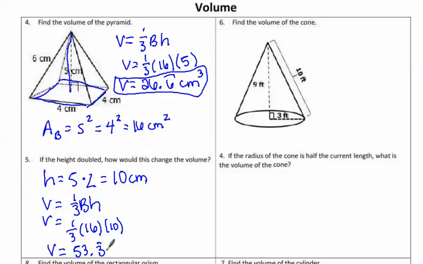When I multiply this out, I get 53.3 repeating centimeters cubed. To find the changed attribute, you want to take the new volume, which is 53.3, and divide it by the original, which is 26.6, and you get 2. So the volume is 2 times larger.